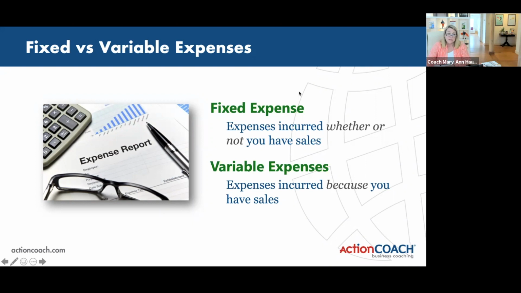So fixed and variable. What we're going to do next, when you join us next week, we're going to explain how you can use this information to calculate break even, because nobody wants to break even. We all want to make a profit, right? So we're going to teach you next week how to calculate your break even, but you have to understand these metrics in order to move forward.